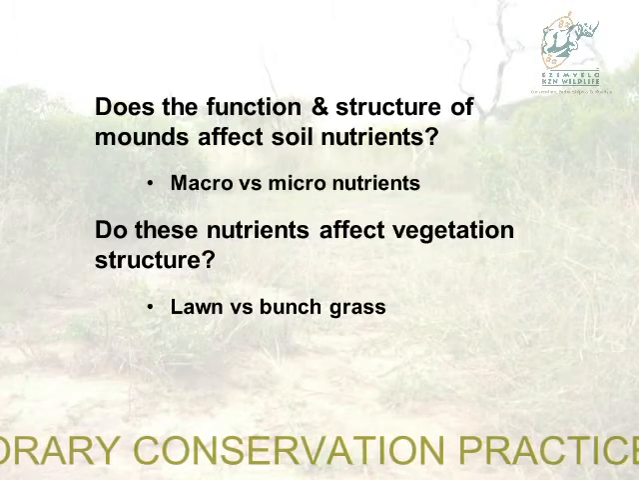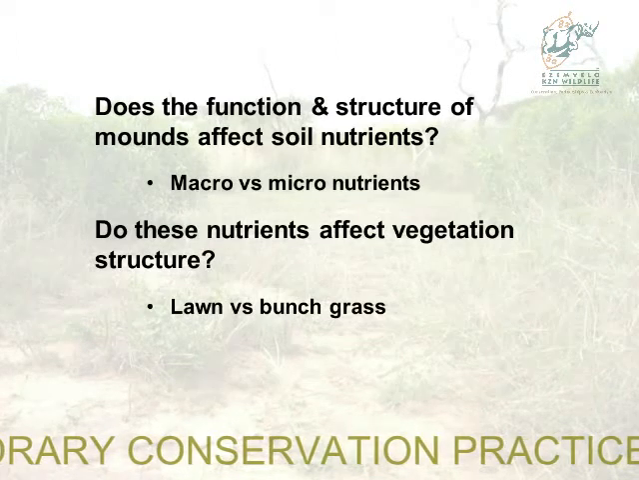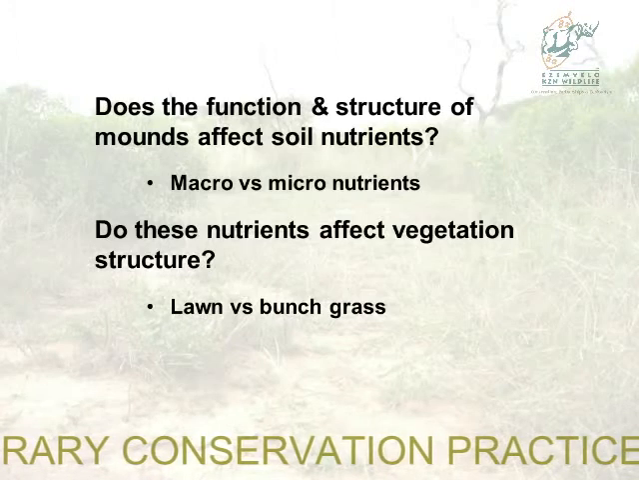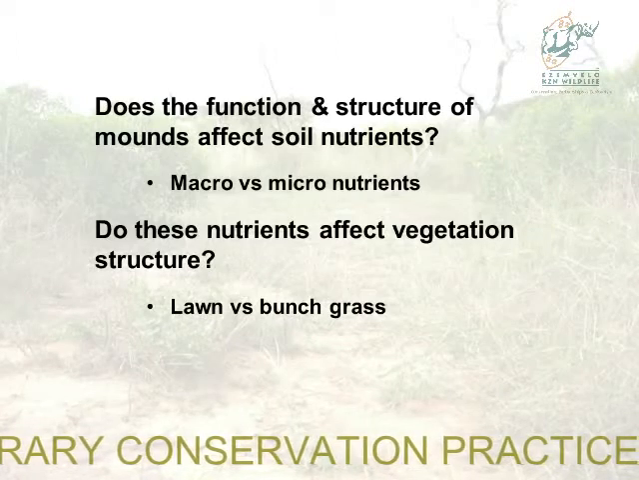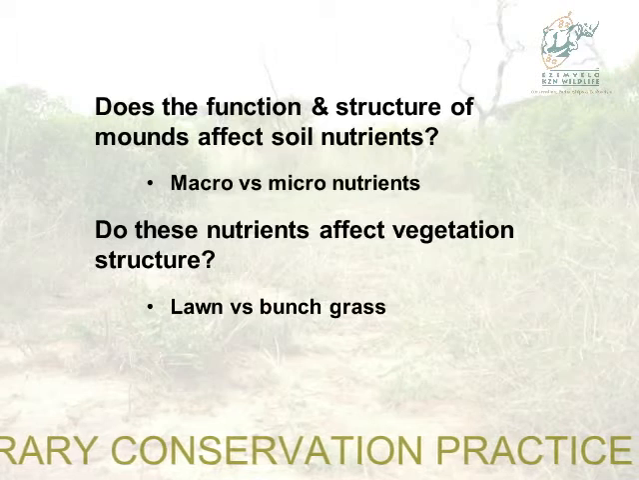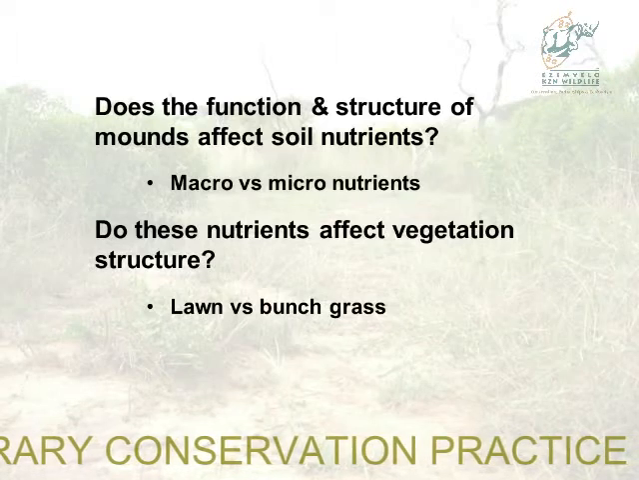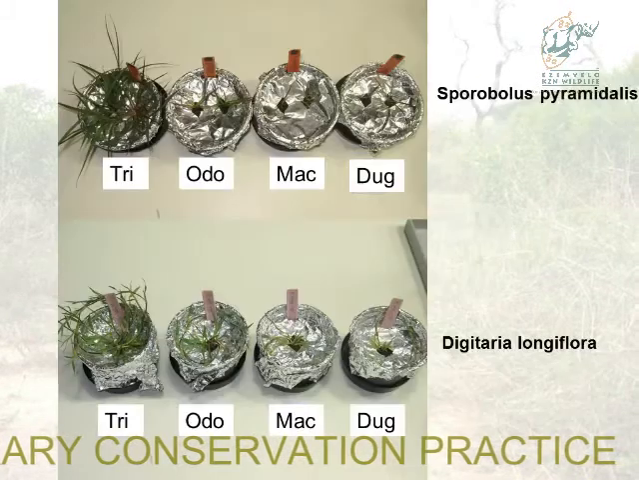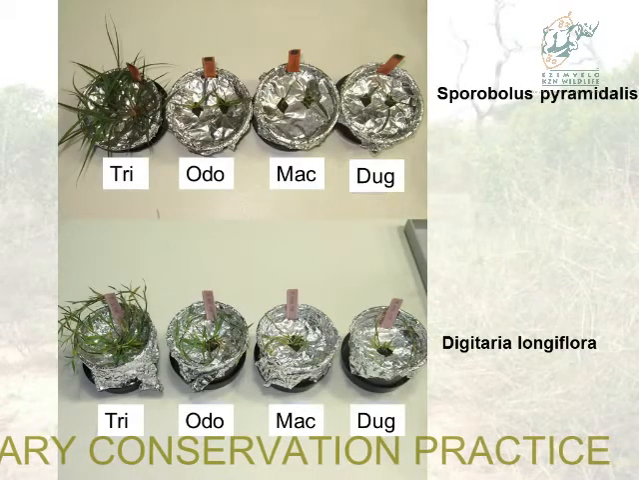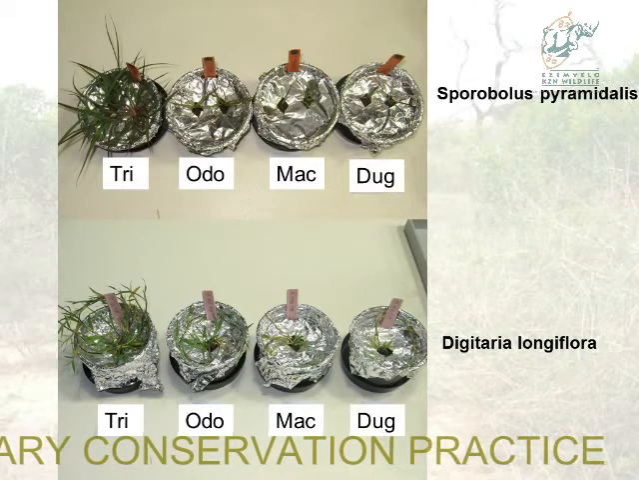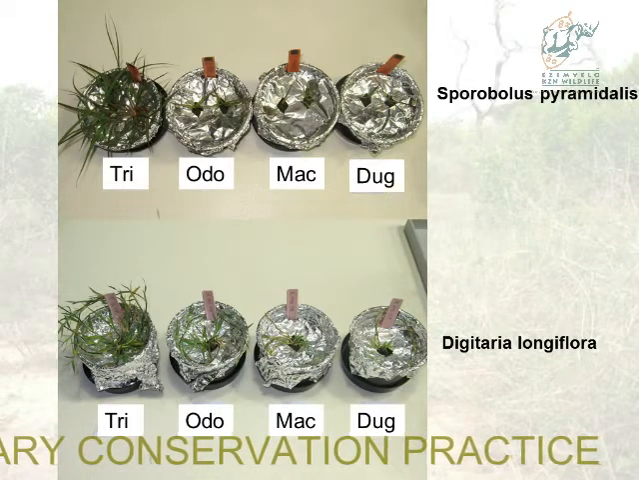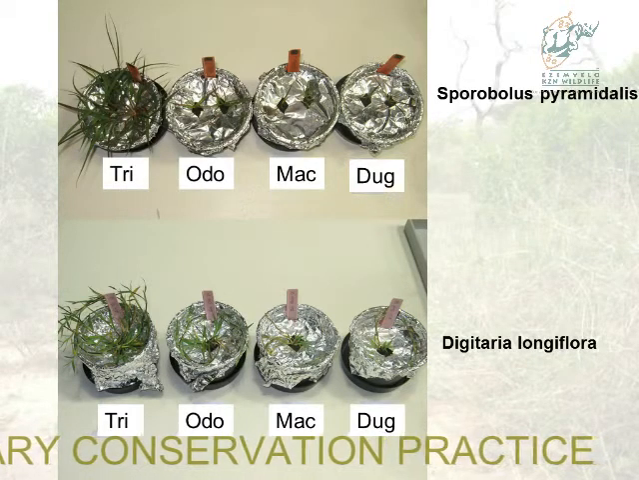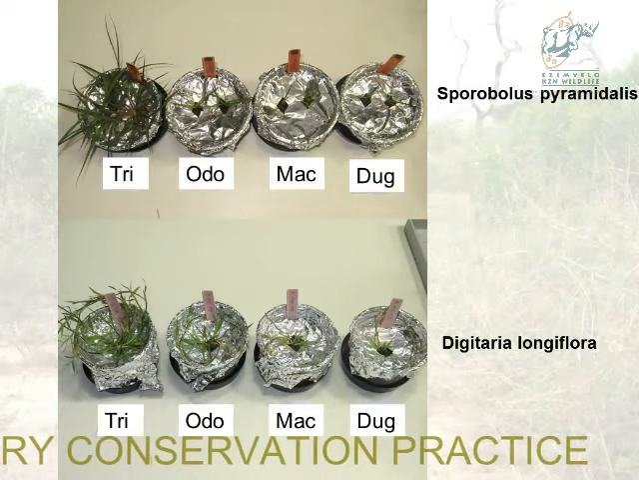So again, I was looking at the lawn and bunch grass combination. You might expect, if there's a lot of nutrients, that the lawn grass may be able to come in and colonize more quickly than the bunch grass. So I tested with a greenhouse and a field experiment. I smushed up the mounds and took the soil into the greenhouse, and then grew a very dominant bunch grass at the top and a dominant lawn grass at the bottom.